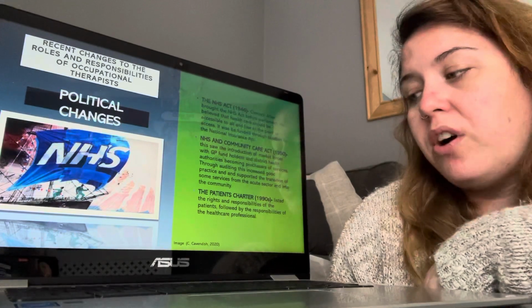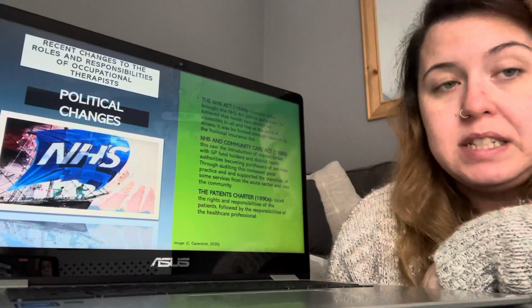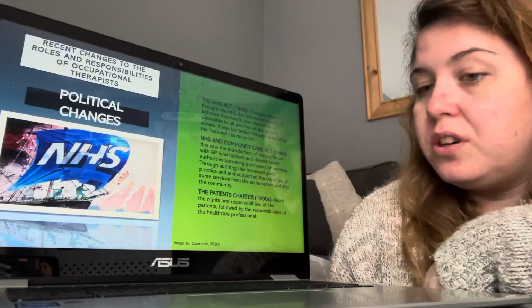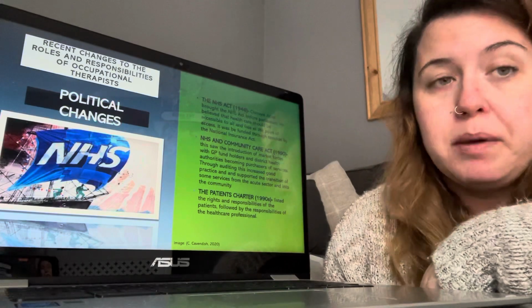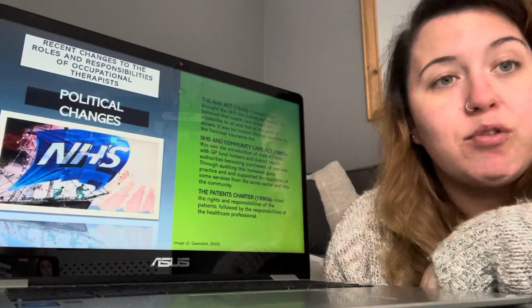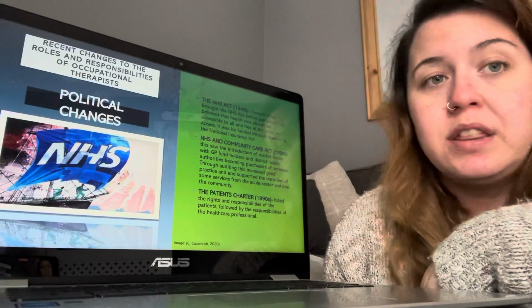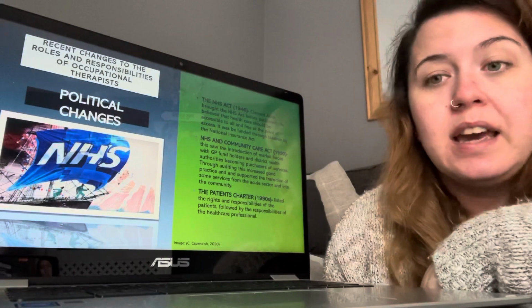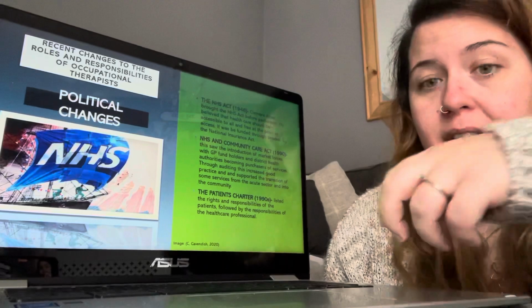This listed the rights and responsibilities of patients and also the rights and responsibilities of the healthcare professional. So this highlighted that healthcare professionals shouldn't be abused whilst they're working, but also that healthcare professionals should treat patients with respect and dignity, and that patients should be enabled to have a choice within their own care.